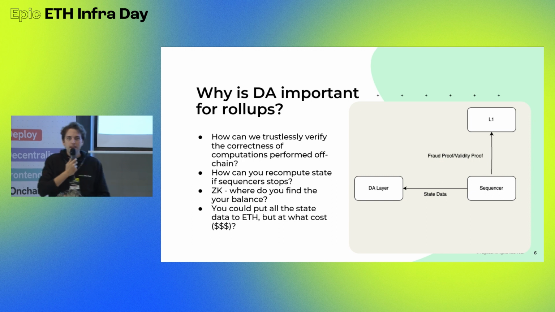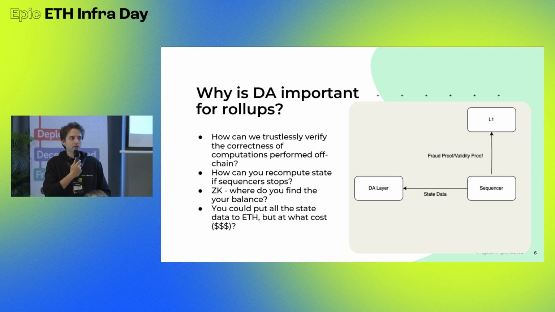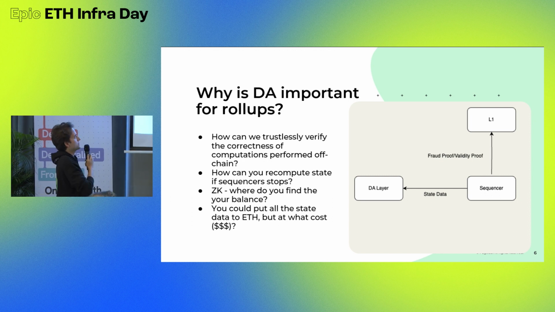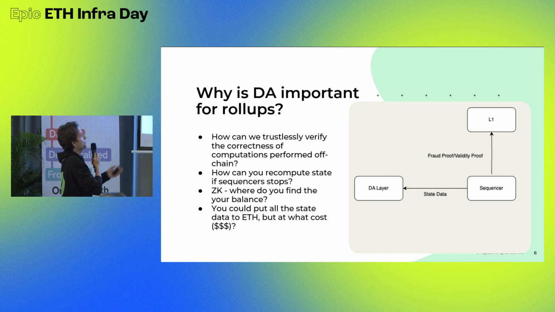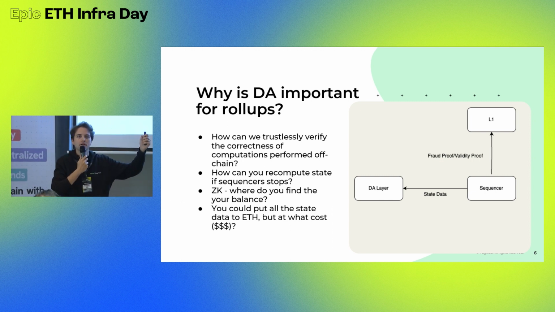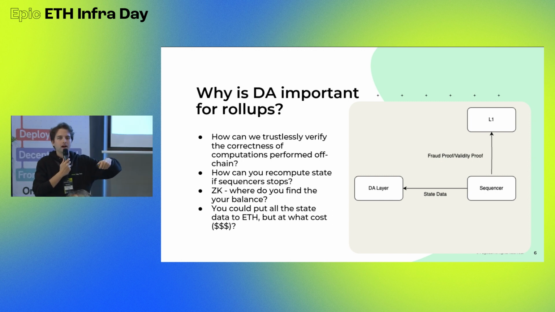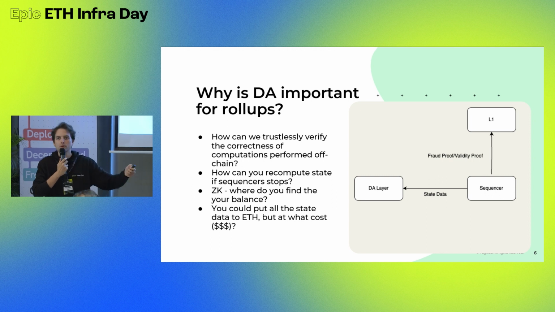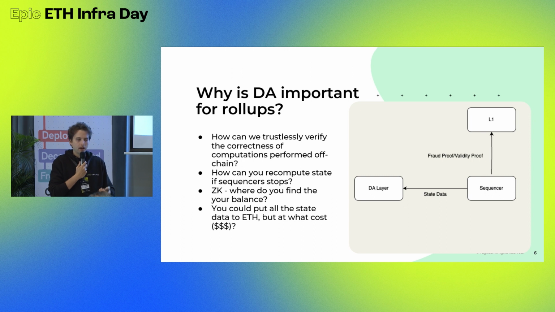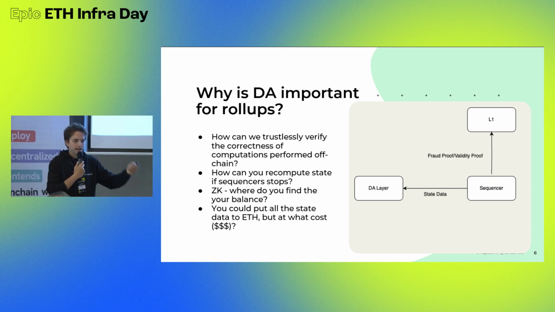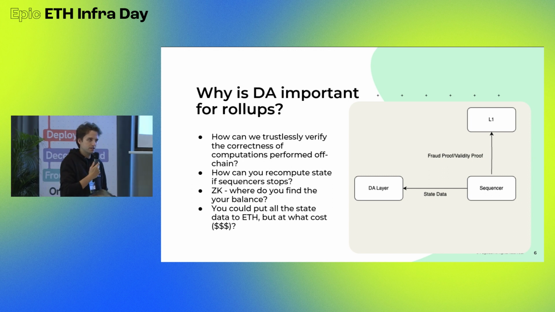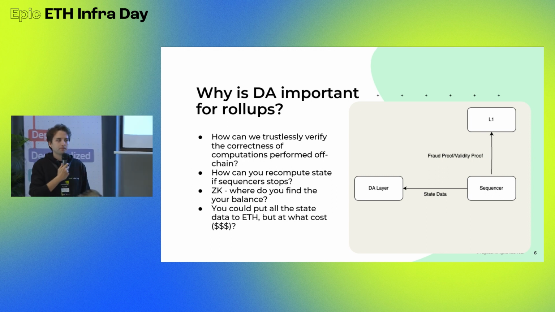Why is DA even a thing for rollups, right? Like I said, how do you trustlessly verify the correctness of computations performed off-chain? I can just put anything on L1, and if nobody's checking it, I can make it pass for optimistic rollups. So there has to be a place for me to find how state A went to state B through some transactions. And those transactions have to live somewhere.